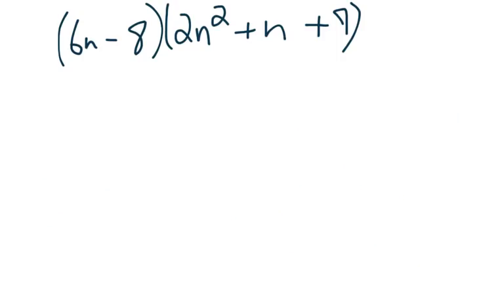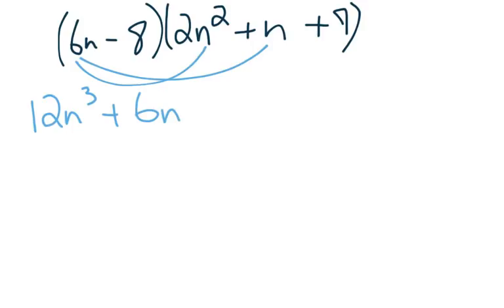One more. All right, 6n minus 8 multiplied by 2n squared plus n plus 7. First thing I'm going to do is multiply 6n by 2n squared and I'm going to get 12n cubed. Now I'm going to multiply 6n by n to get 6n squared, 6n by 7 to get 42n.